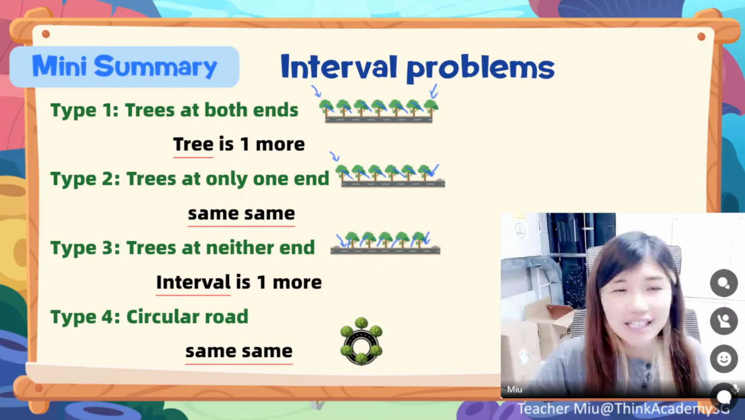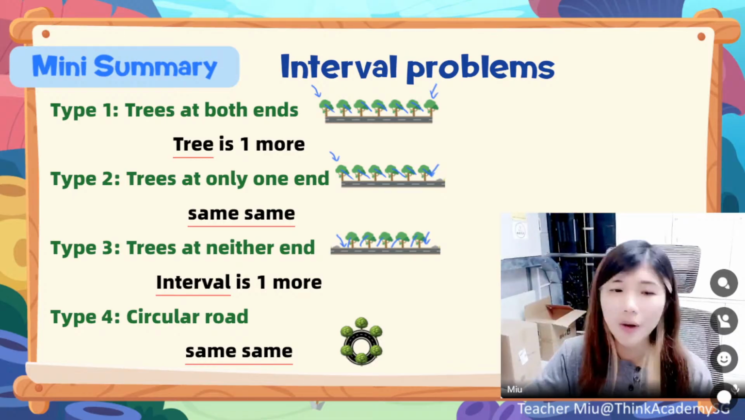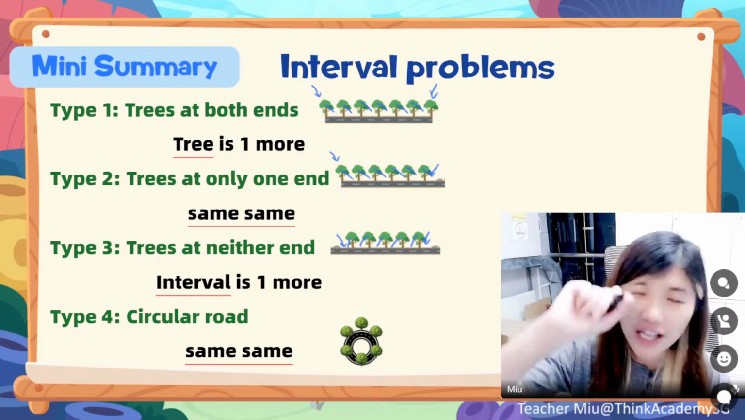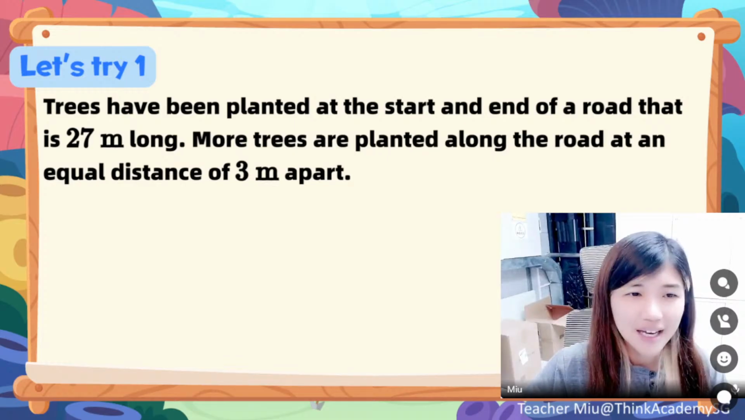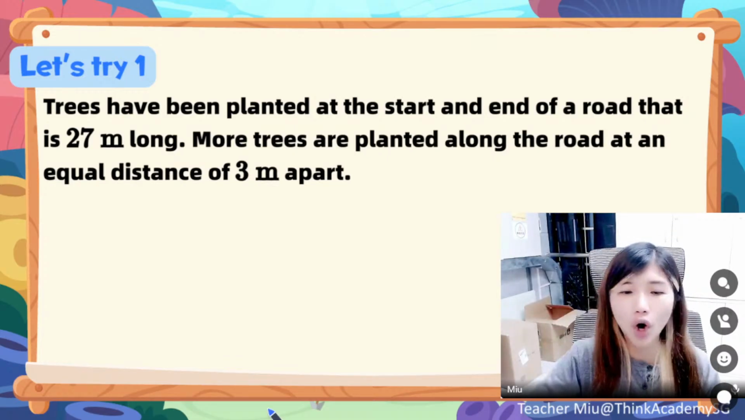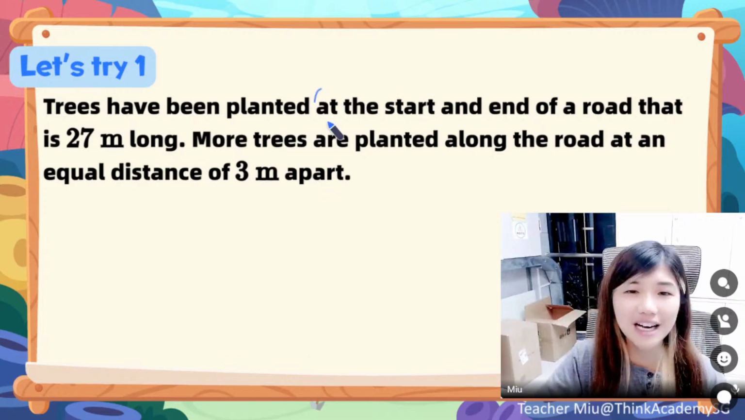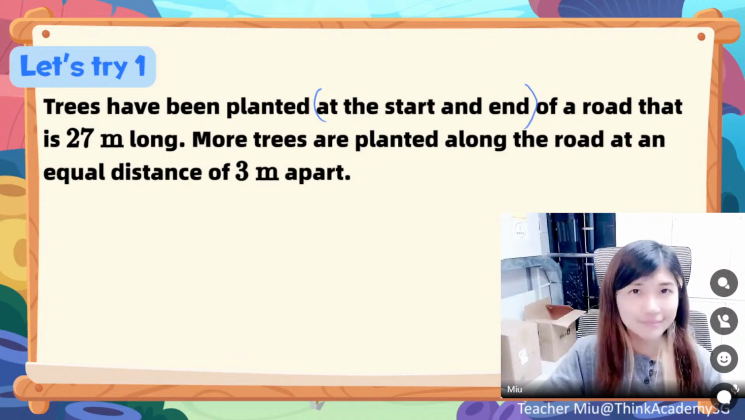So actually, these are the 4 types of planting trees questions inside intervals. But for the interval problems, it will go a little bit more difficult, like this one. It says a tree has been planted at the start and at the end of the row or hole. This is very important. Starting with the tree and ending with the tree. What's in your mind?